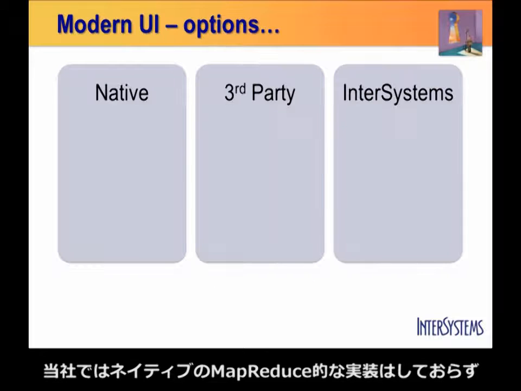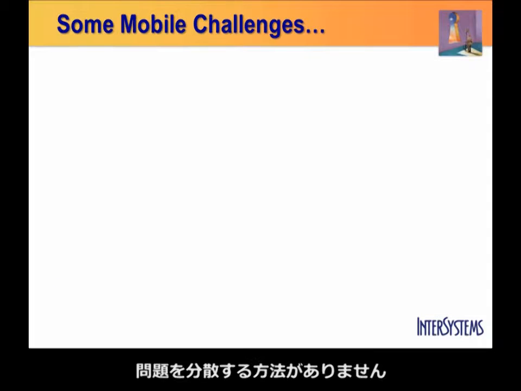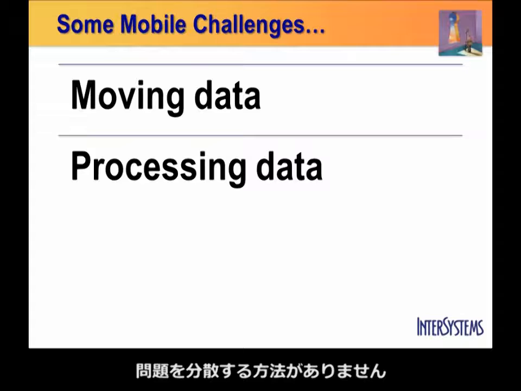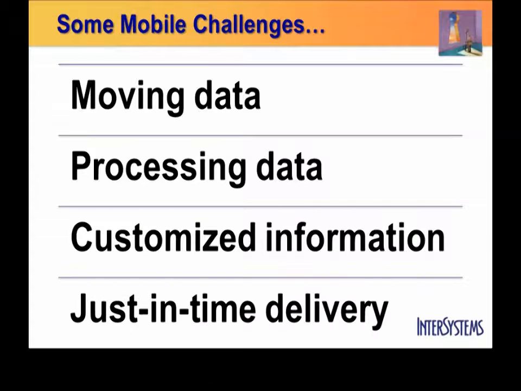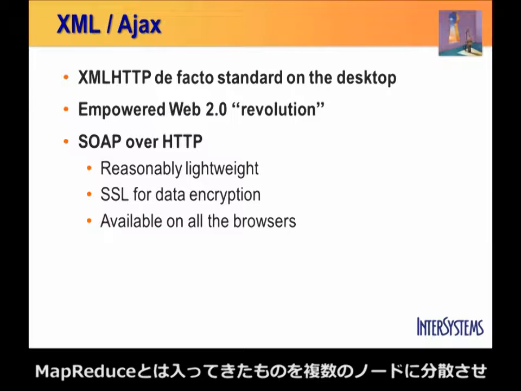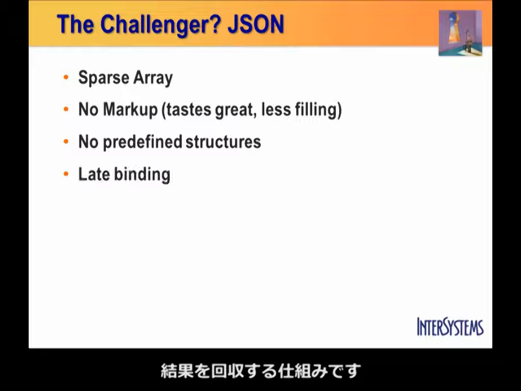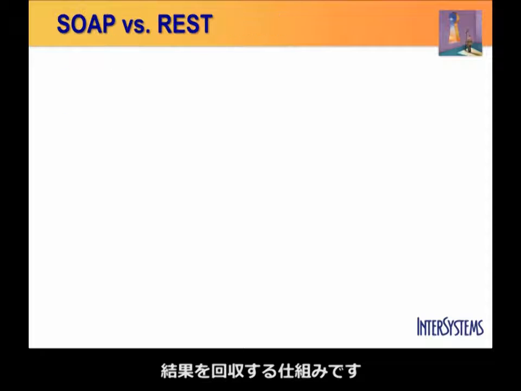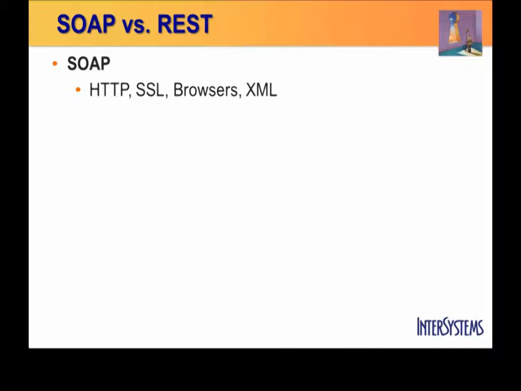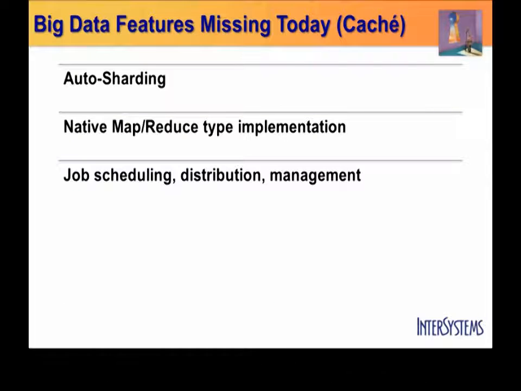We don't have a native MapReduce type implementation, so we don't have a way, again, of taking a problem and distributing it out, not only with the data. Sharding is about the data. MapReduce is about the logic, where you say, I have this piece of work that's come in, and I want to actually send it out to multiple nodes and then collect the answer back. I want to get an aggregate back from all of these nodes. So that's the MapReduce framework. We don't have an implementation for that.